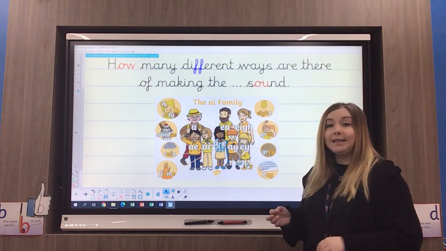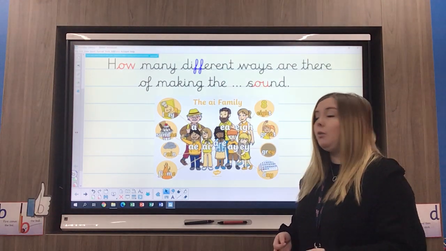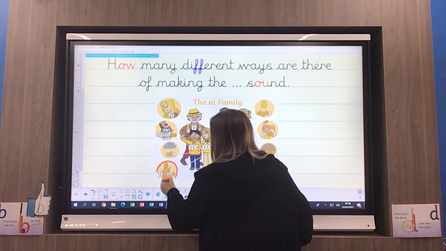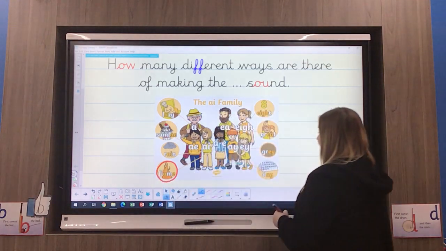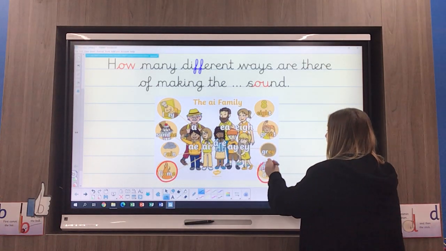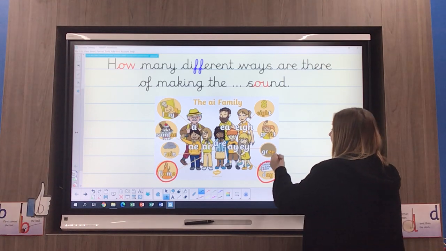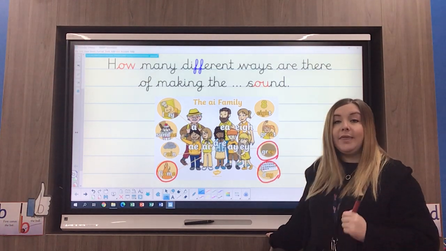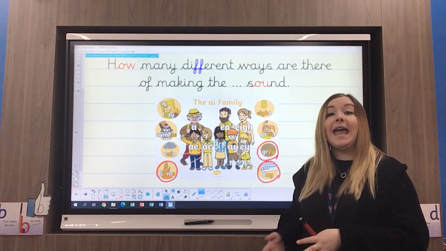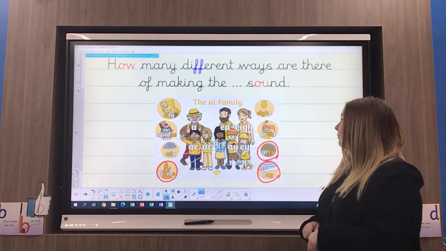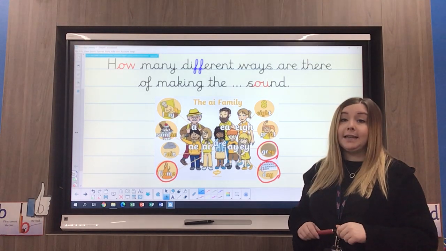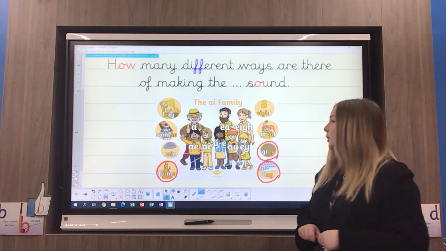So if our A sound is at the end of our words Year 4, we could use our split digraph A, our AY A, or our EY A. And they are your A sounds that come at the end of your words. The other A sounds are ways of writing the A sound when it's in the middle of your words, okay?